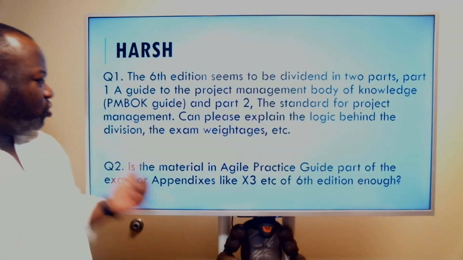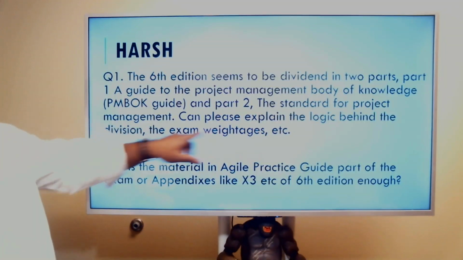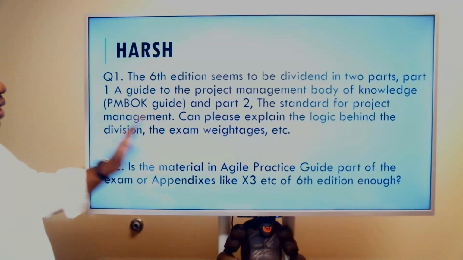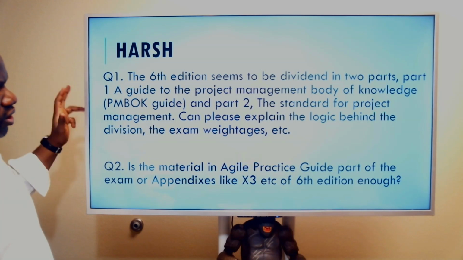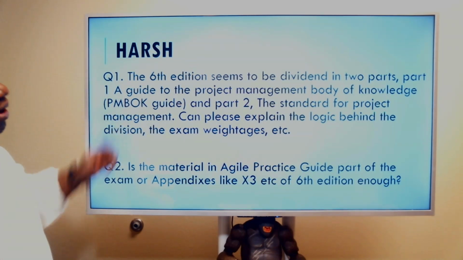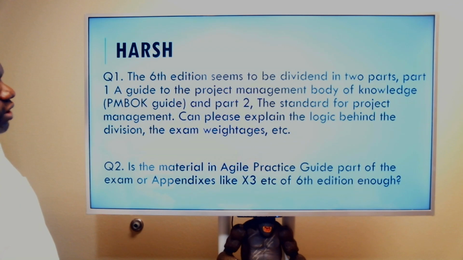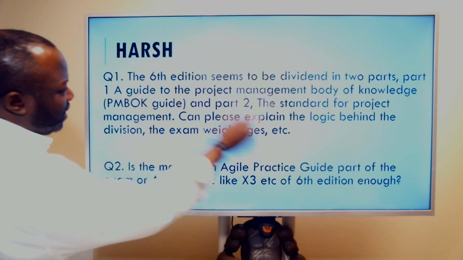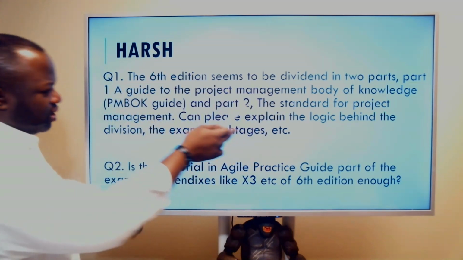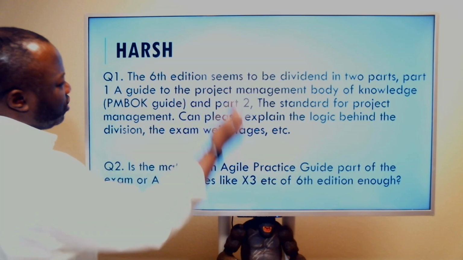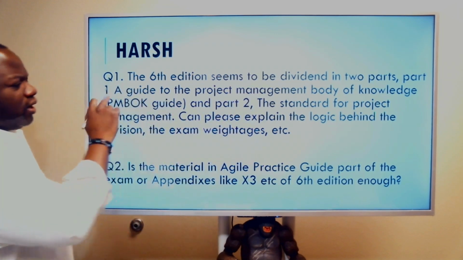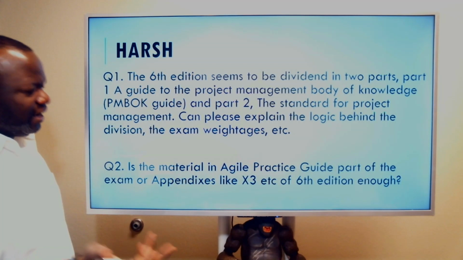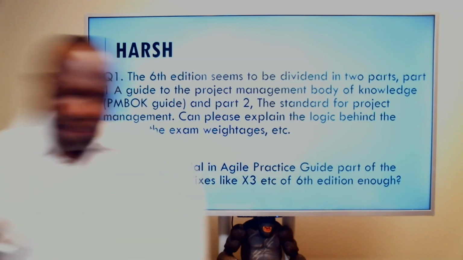So, Harsh, going back to your question, can you please explain the logic behind the division? One part divides the standard for managing projects on its own, and the other part is the project management body of knowledge guide. And the entire thing, it all falls into the wider body of knowledge of project management, and therefore is fair game on the exam. All right? The exam is not weighted in any way, like everything comes from 1 or everything comes from 2. But I would say majority of your exam, of course, will come from 1, where you have the tools and techniques talked about.